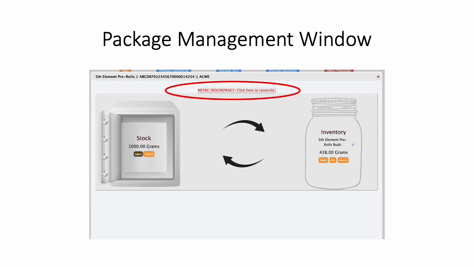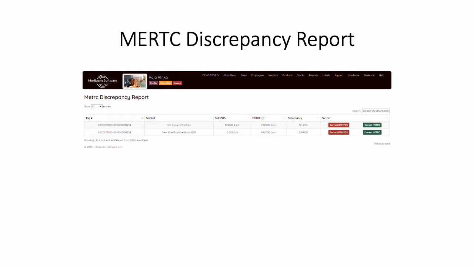Now, if you have a greater than 5% discrepancy between Marijuana Software and METRC, you'll see this link. Click this link to navigate to the METRC discrepancy report and easily reconcile the discrepancy. The METRC discrepancy report is simple to use. Once you determine which value is incorrect, click the corresponding button to reconcile the discrepancy.